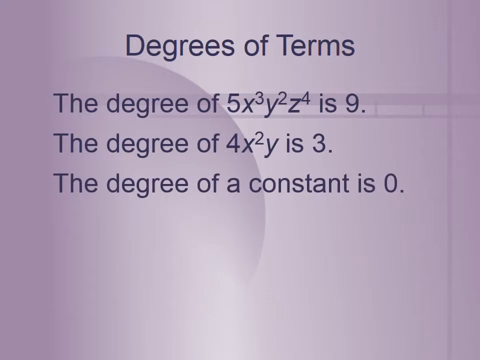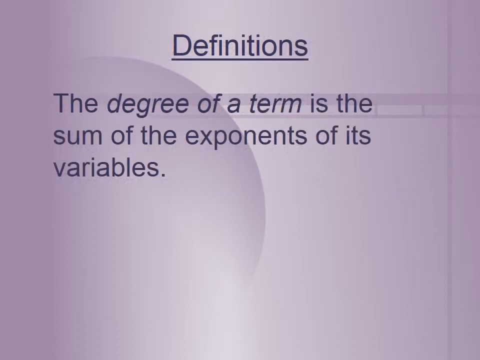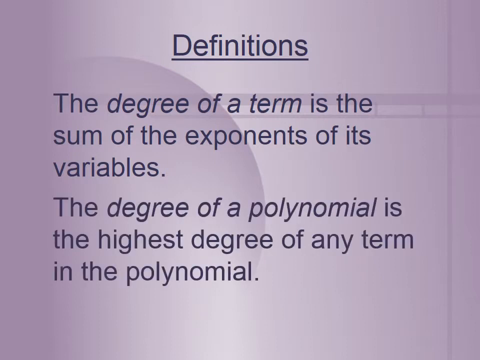The degree of a constant, so let's just say you have a constant, which is just a number, no variable. The degree of a constant is 0. Now that we know what the degree of a term is, let's talk about what the degree of a polynomial is. And that is just the highest degree of any term in that polynomial.